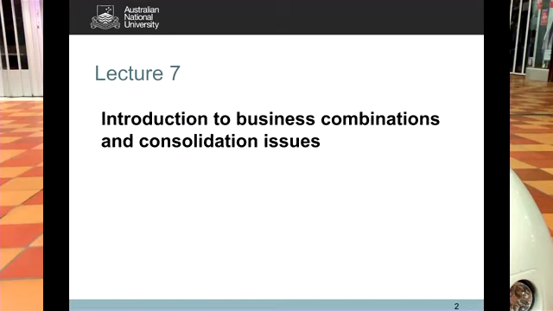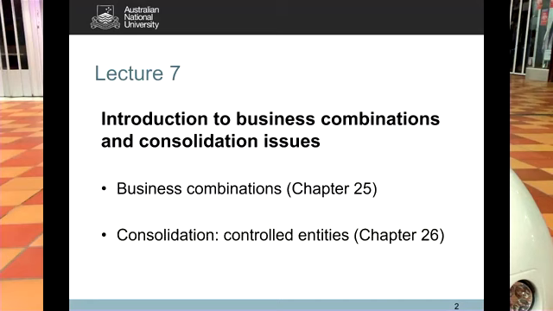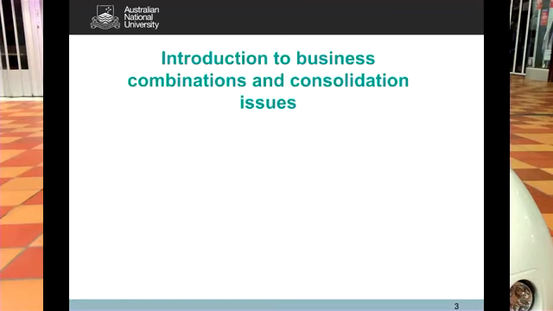All right. So today we are going to do lecture 7. This is the introduction lecture to business combination and consolidation issues. This lecture involves two chapters. One is Chapter 25 about business combination. We discuss what would be a business combination, or it might be just the purchase of assets. There are several things involved in the combination, and if there is a business combination, how do we deal with it in accounting? Then we will discuss the very first chapter for consolidation issues. It starts with controlled entities, which is Chapter 26.